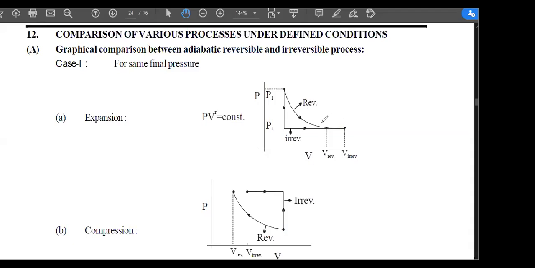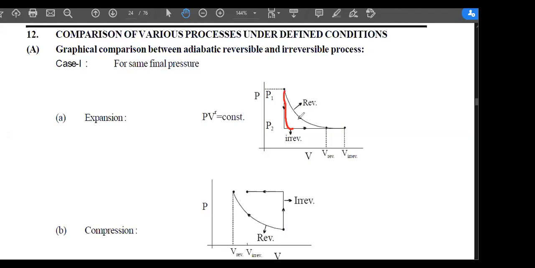But when you talk about irreversible process, we assume that the pressure change occurs suddenly. Actually it won't be like this, it is just for assumption. Actually, it will be something like this, it will change very fast. Got it?